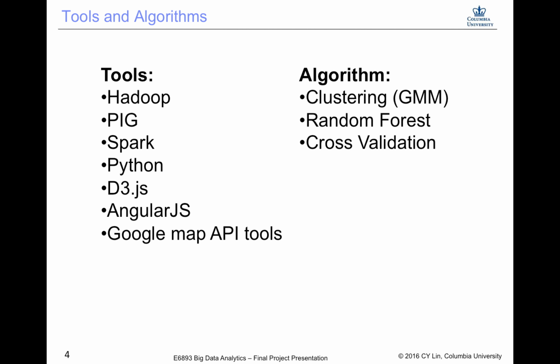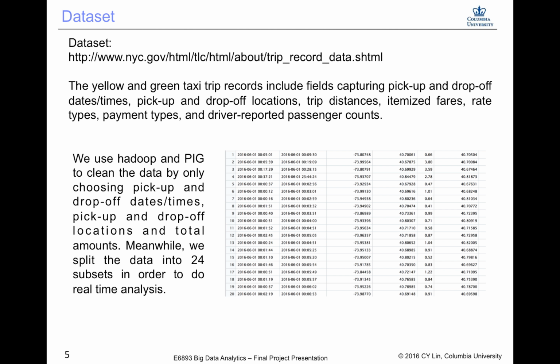Here are the tools and algorithms we used. We use data from New York City taxi trip record data and choose records of green taxi from January 2016 to June 2016. We use Hadoop and Pig to clean the data by only choosing pickup and drop-off dates and times, pickup and drop-off locations, and total amounts as features. Meanwhile, we split our dataset into 24 subsets in order to do real-time analysis.